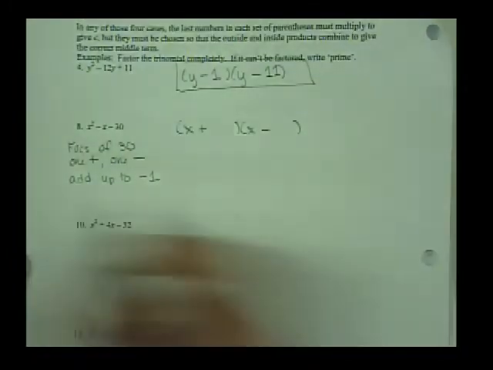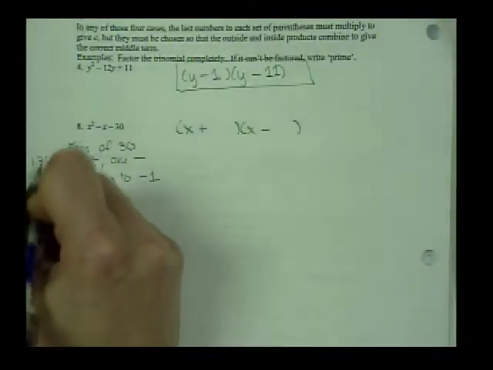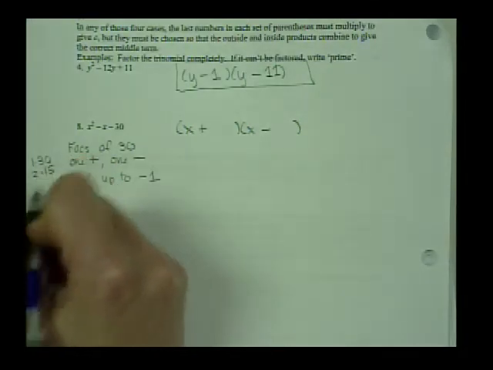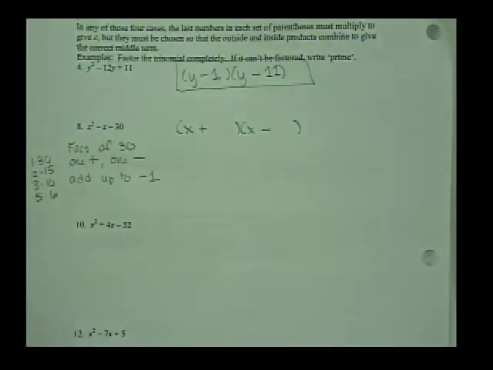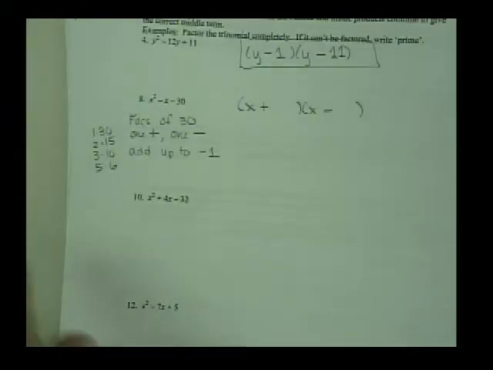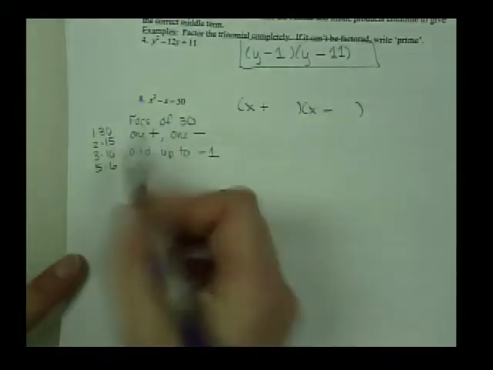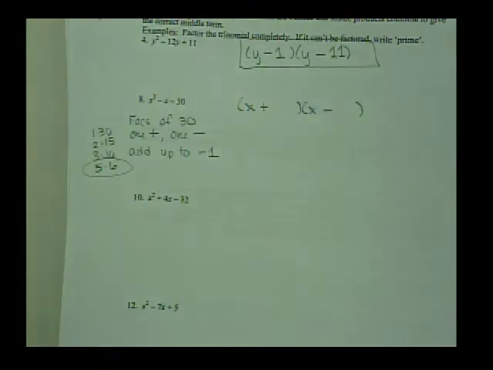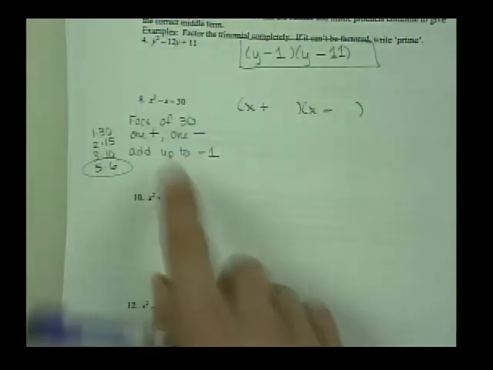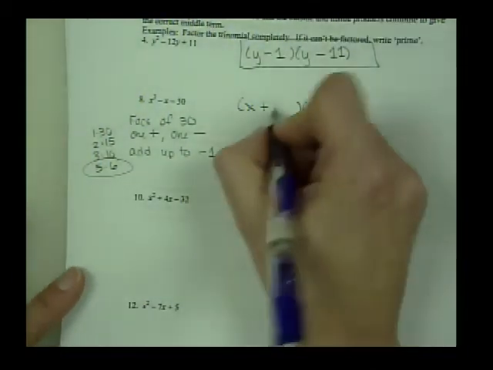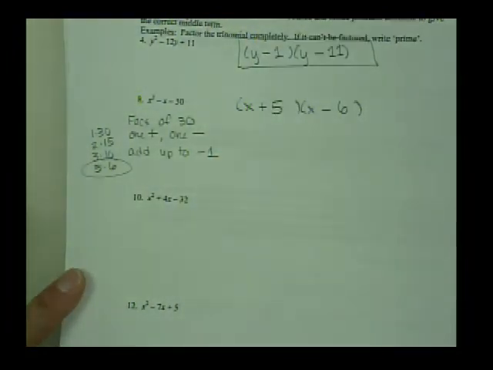So think of all the ways to factor 30. There are lots of them. 1 and 30, 2 and 15, 3 and 10, and 5 and 6. That's all the ways to factor it. The only ones that I could possibly use to get a 1 are 5 and 6. And which one will have to be negative? If we want them to add up to a negative number, then the bigger number has to be negative. So the 6 has to go with the minus, and the 5 goes with the plus.